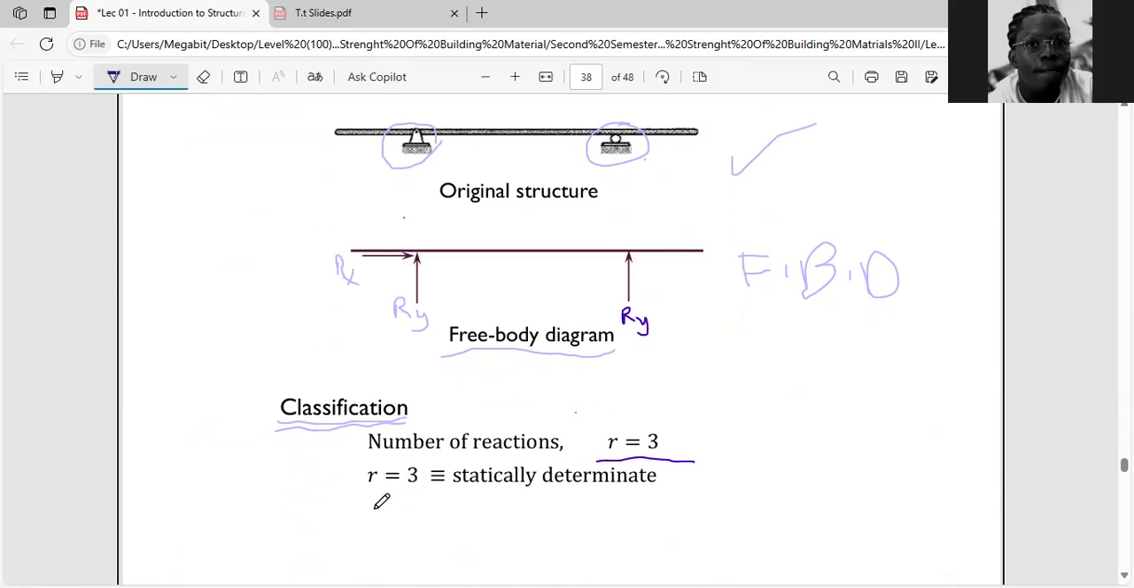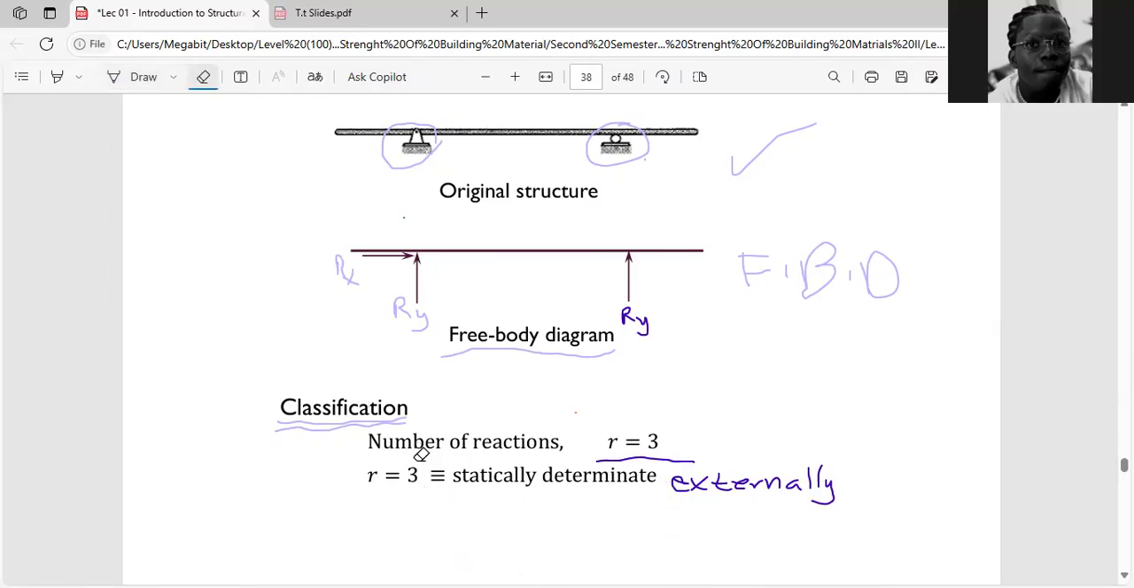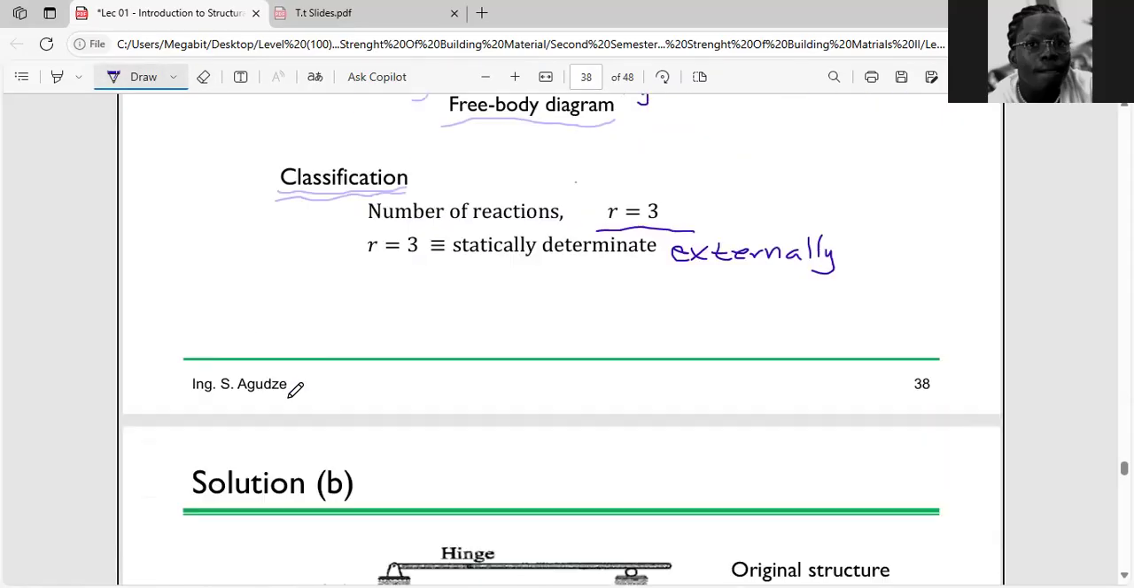If it has three reactions, how are we going to classify it? We say R is equal to 3, and therefore the structure becomes statically determinate externally. Statically determinate externally. You say R is equal to 3, which is equivalent to statically determinate. Good. So we are done with question one.